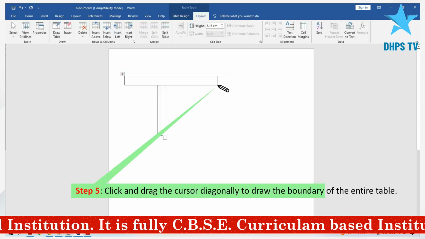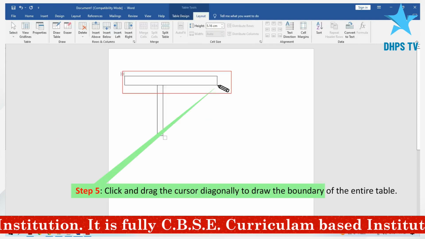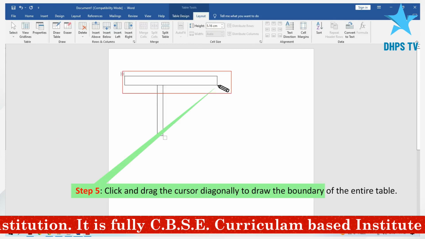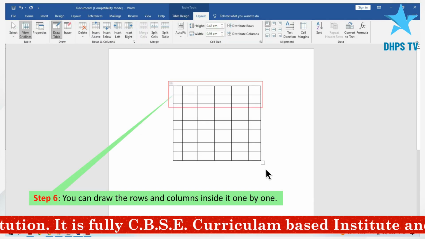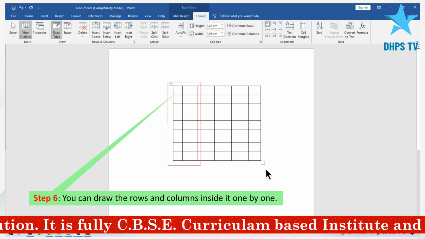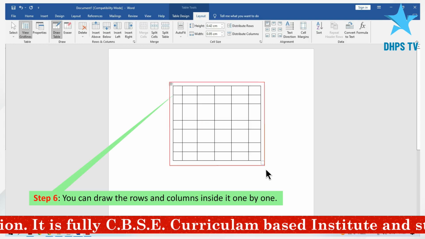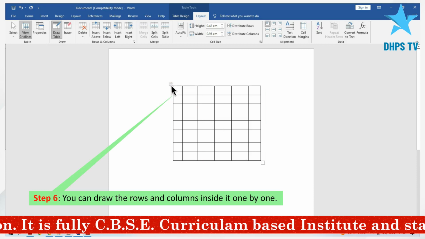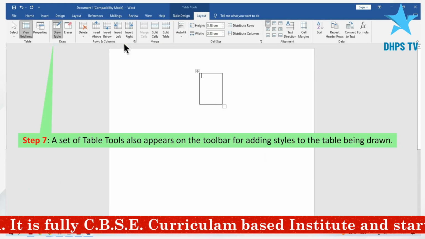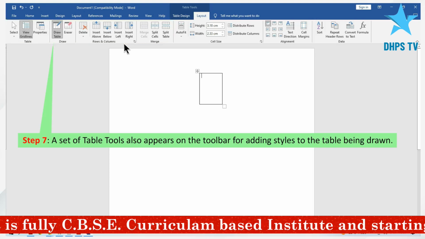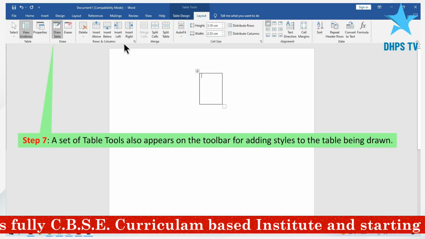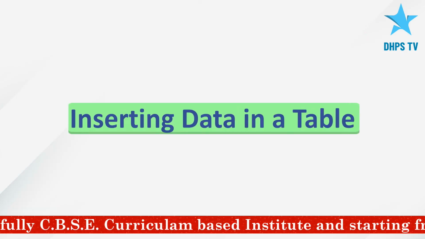Step 5. Click and drag the cursor diagonally to draw the boundary of the entire table. Step 6. You can draw the rows and columns inside it one by one. Step 7. A set of table tools also appears on the toolbar for adding styles to the table being drawn.